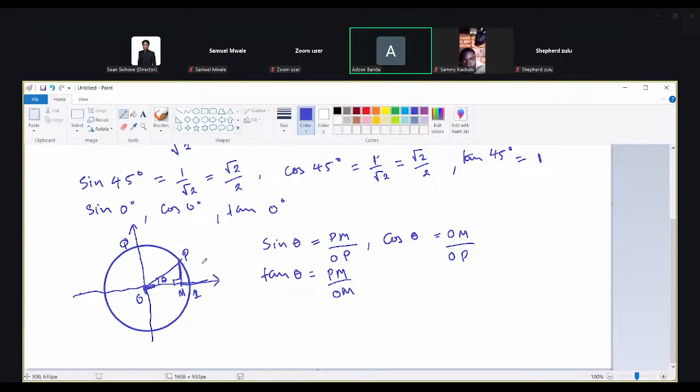Now, let's try to do the following. So first of all, let me call this point here R. So let's see what happens as we consider the following. My mouse is running away. Right, so consider P approaching R.